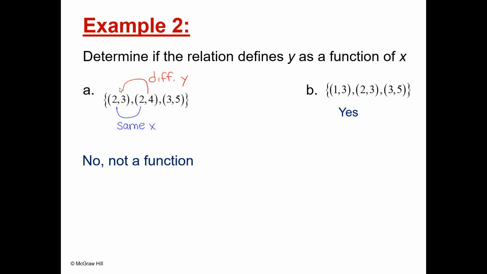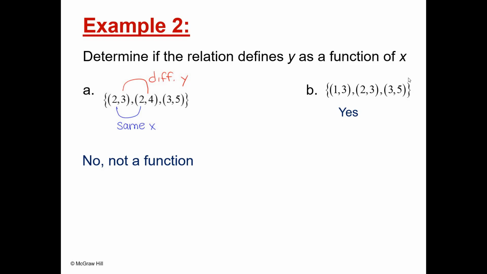So we have this relation, three ordered pairs in the set. The first one is 2, 3, the second one is 2, 4, and the third ordered pair is 3 and 5. As you can see here, we have two same values of x and different values of y. Since we have two same values of x, in the first ordered pair it is 2, and the second ordered pair is also 2, this is the same x. Therefore, we can say that this is not a function.